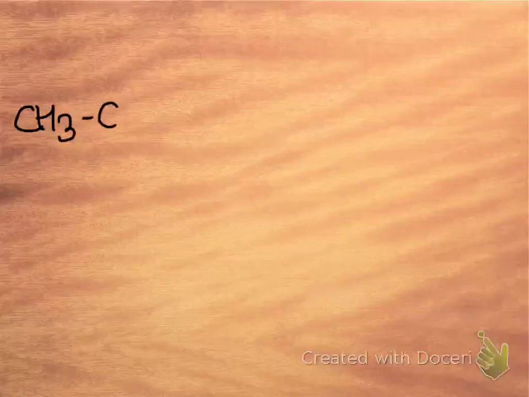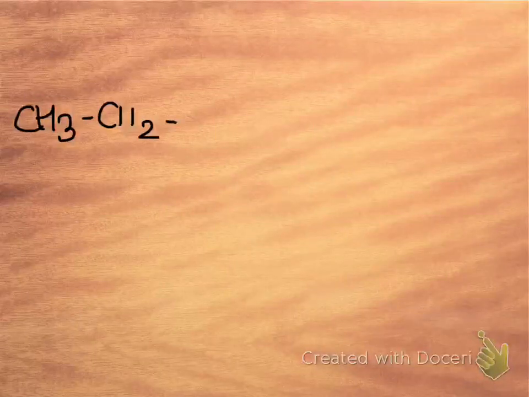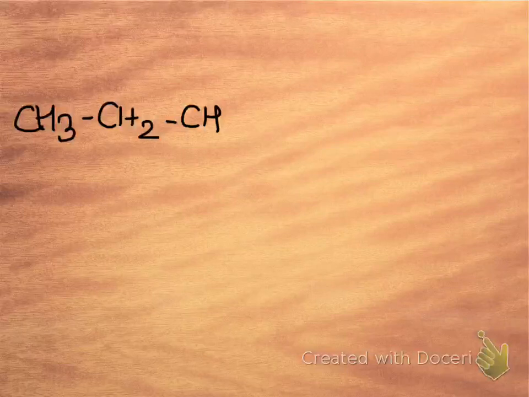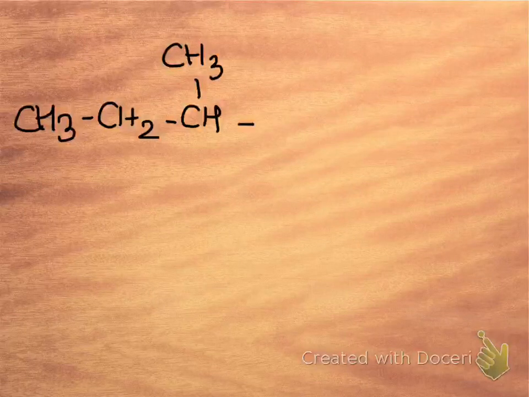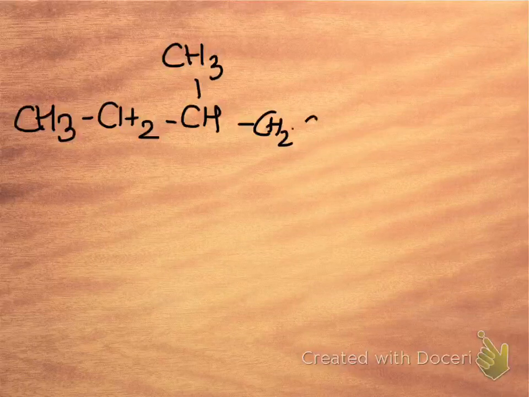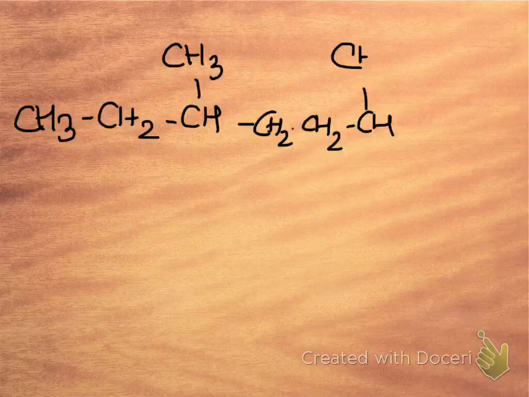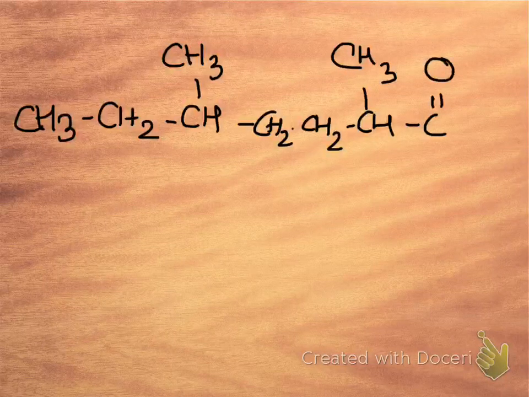Example for this is CH3, CH2, CH, CH3 here, then CH2, then CH2, then CH, then CH3, then CO, and here the halogen is chlorine. So now how will we name it?